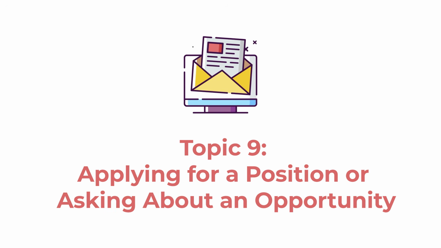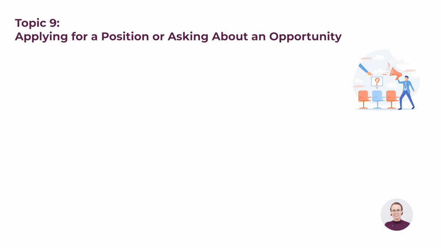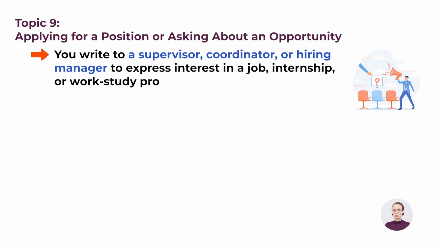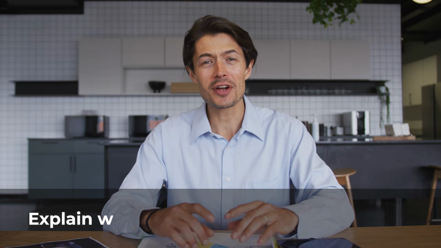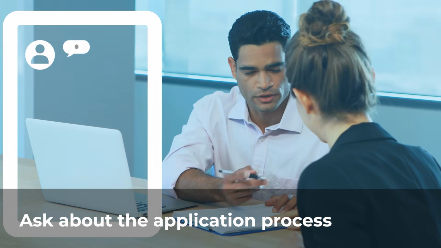Topic number 9 is applying for a position or asking about an opportunity. In these tasks, you write to a supervisor, coordinator, or hiring manager to express interest in a job, internship, or work-study program. Your goal is to ask for more information about a position. You might also explain why you are interested or ask about the application process.